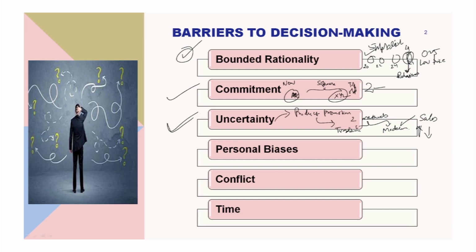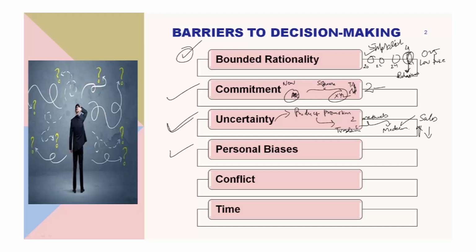Now going with the fourth one, personal biasness. Personal biasness means sometimes the manager becomes very biased about the decision they are taking, whether in a group or in individual decision making. Okay, so when the manager becomes biased, one situation could be that the manager takes the decision which is very familiar, or which is easy to use.